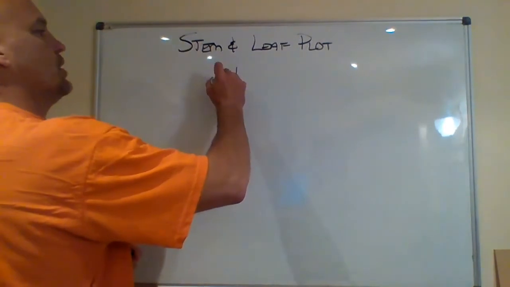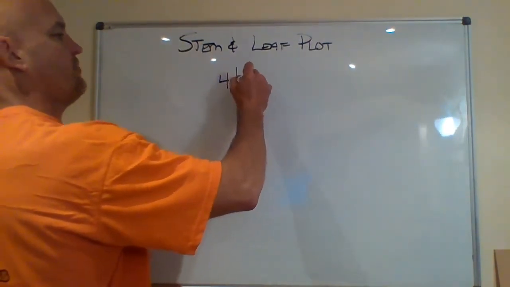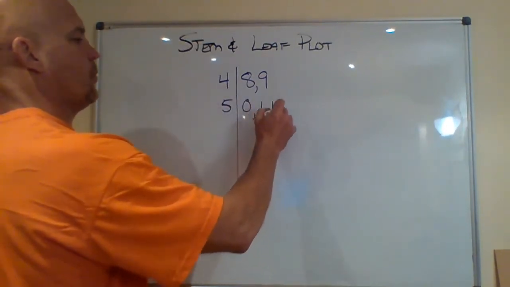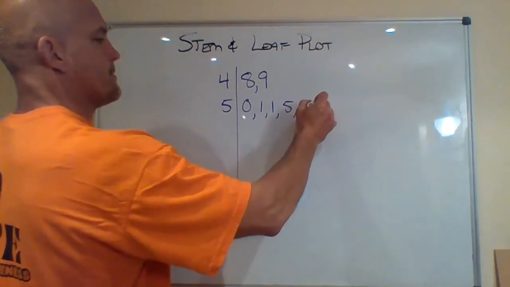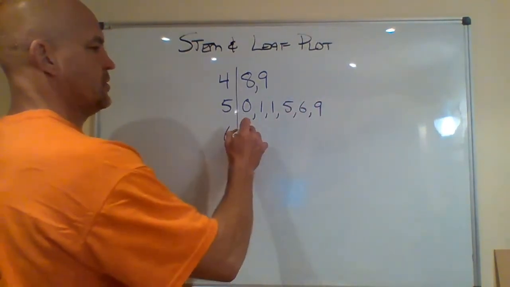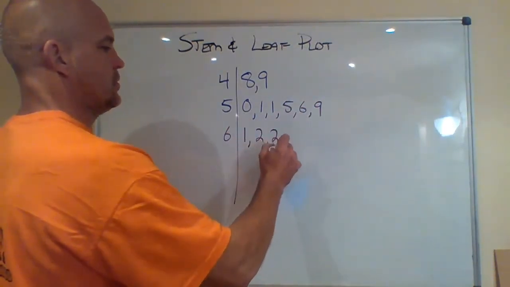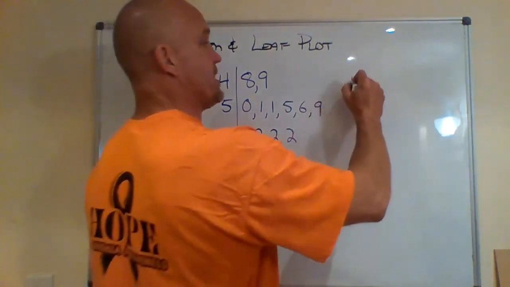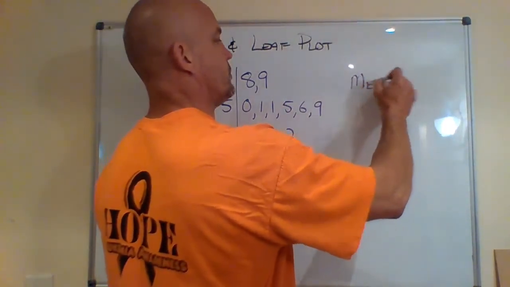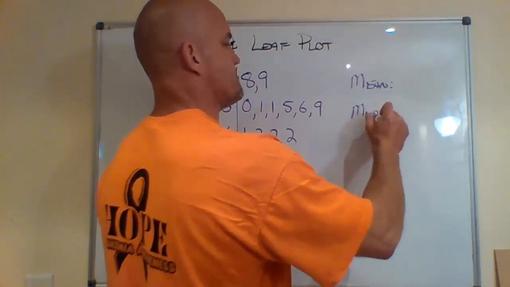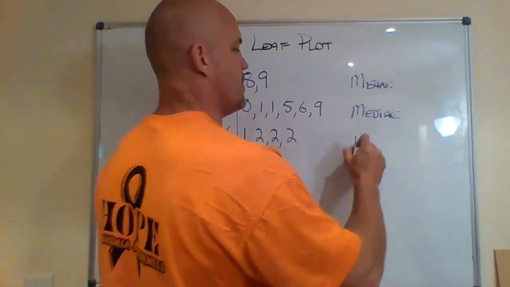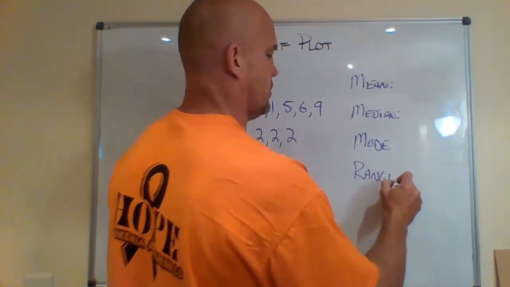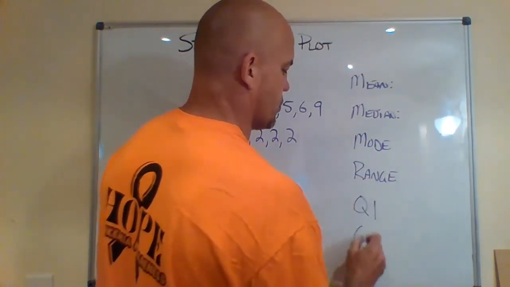So I'm just going to go ahead and make one up here. We'll start with 4. We'll have 48, 9, so we're going to find the mean, median, mode, range, quartile 1, and quartile 3.